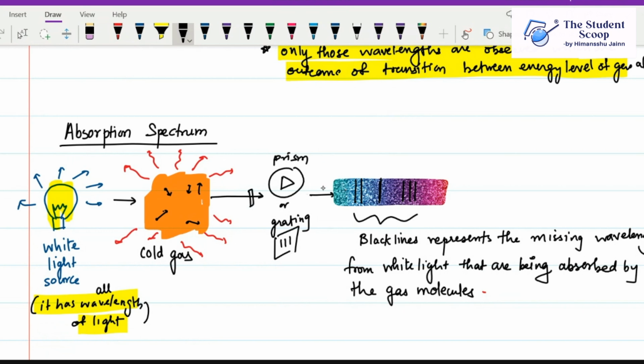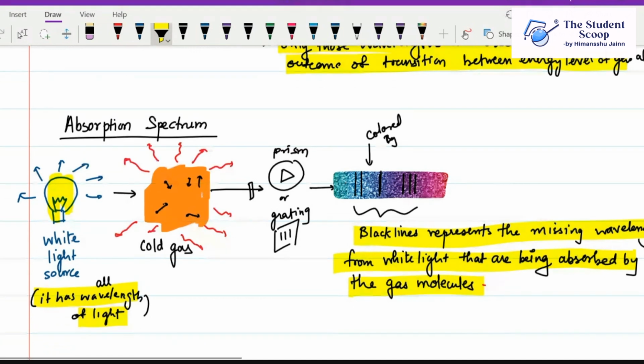And what we see is all the colors of the light, all the colored background, because it has all the wavelengths, but there will be some black lines. Now, what does this black line represent? The black line represents the missing wavelengths from the white light that are being absorbed by the gas molecules. So this is how an absorption spectrum is obtained.